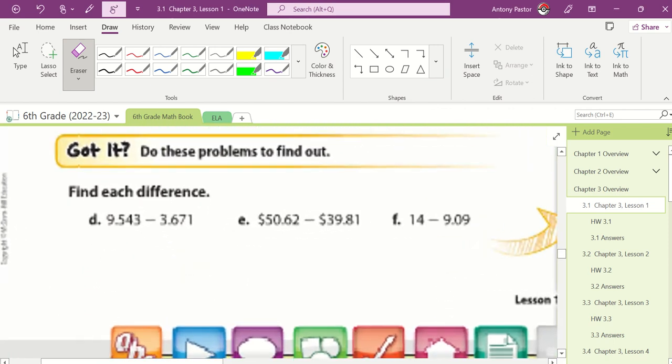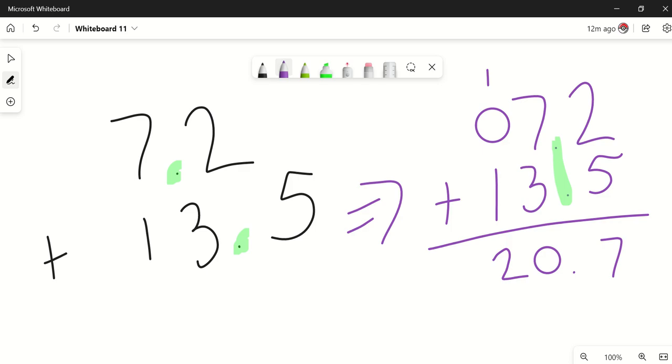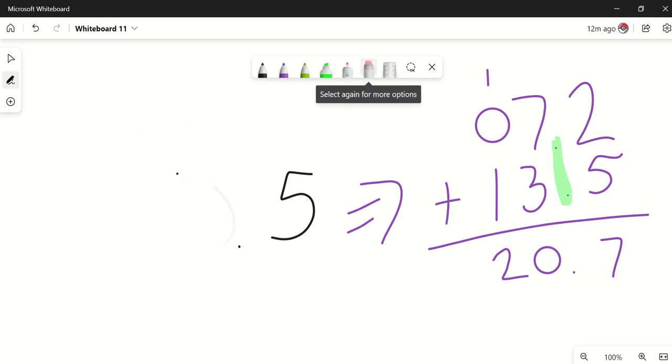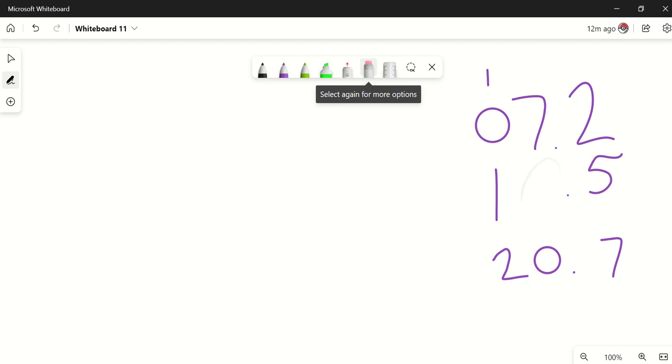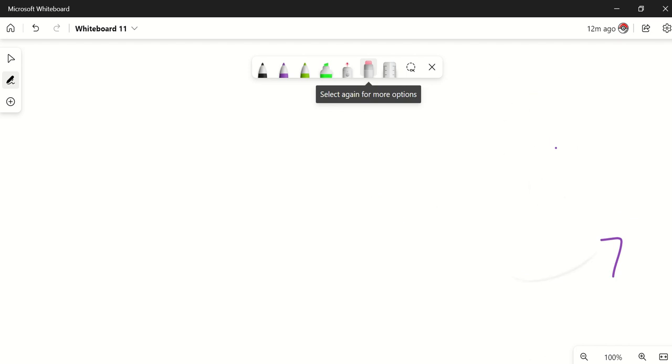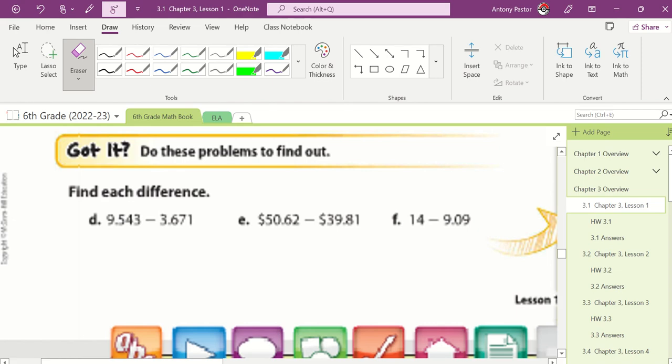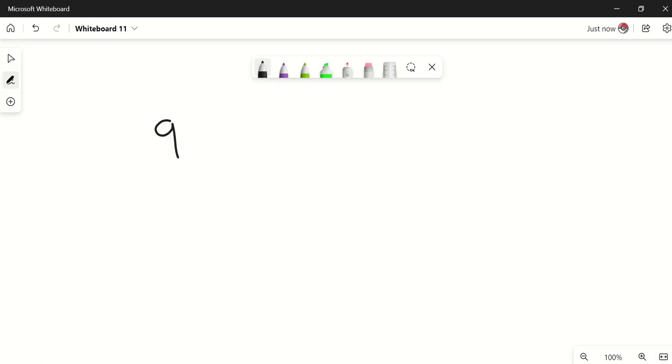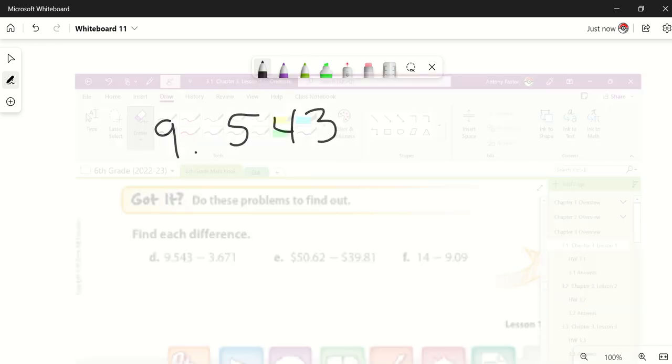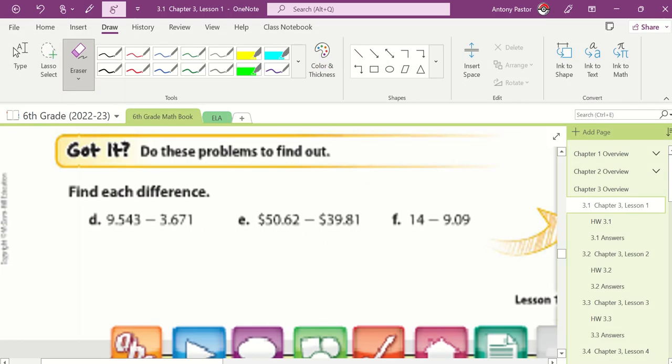And we have some examples here. Now, I'm going to go ahead and go on the digital whiteboard to do these questions because the pen is acting very strange on the OneNote, and I have a feeling it has to do with the zooming in. And we actually have a lot more space here to write what we need to write. So 9.543. And we will be subtracting 3.671.